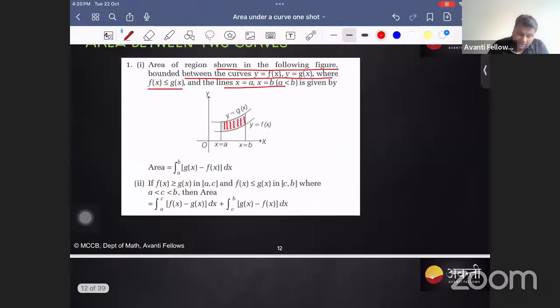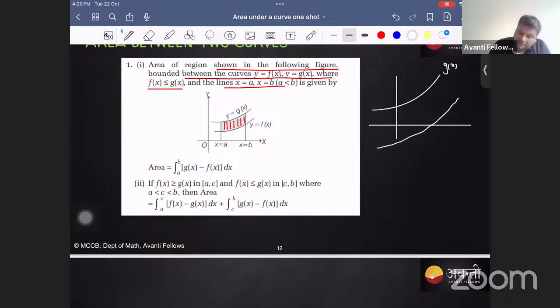Okay, one more thing. Even if the graph is something like this, that this is your gx and this is your fx. Gx is above the fx. This is x equals to a. This is x equals to b. You are trying to find this area.